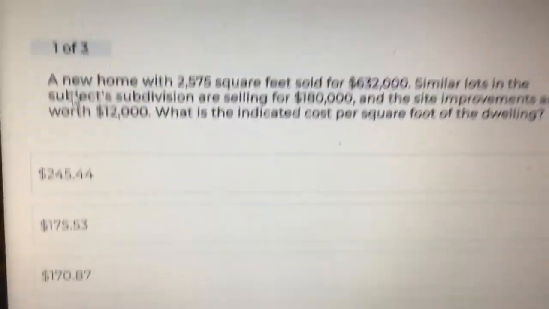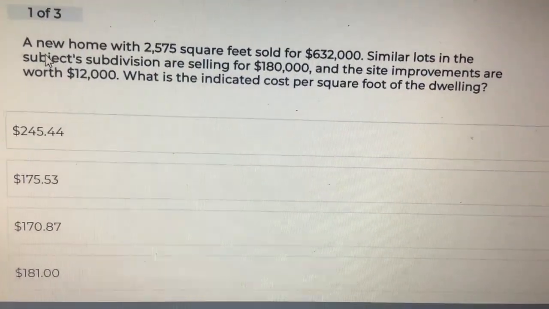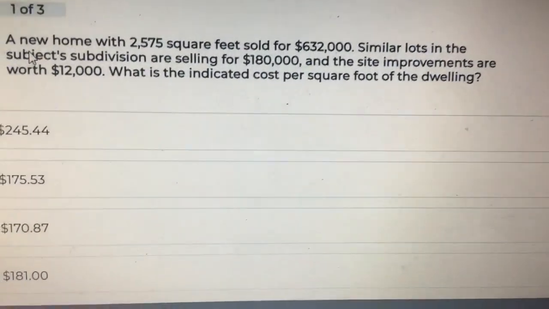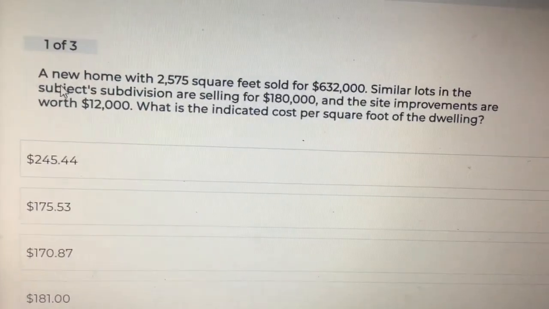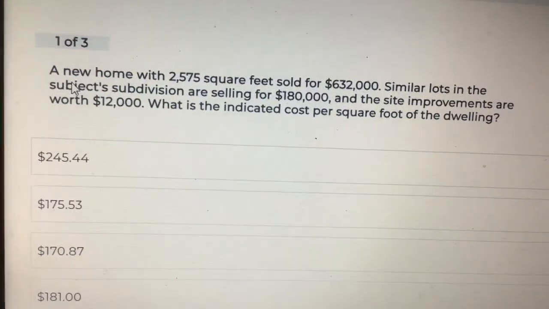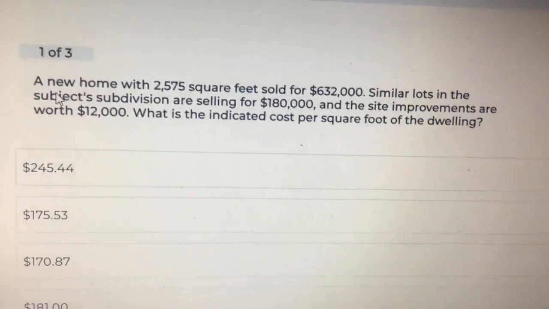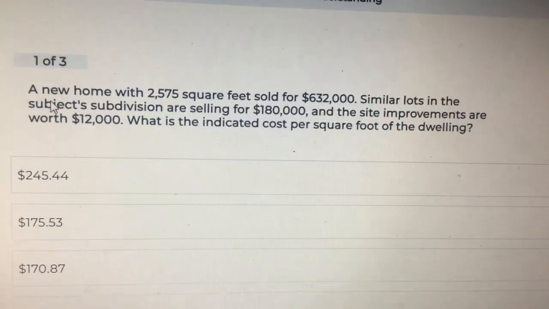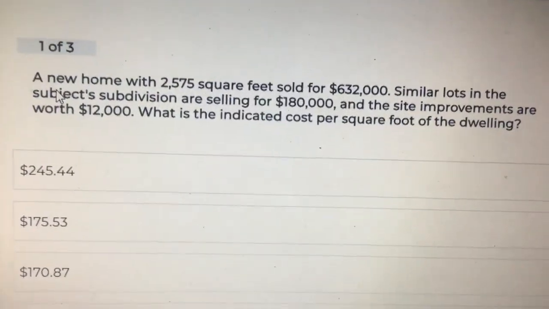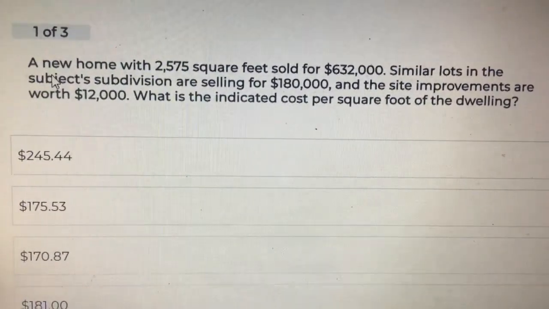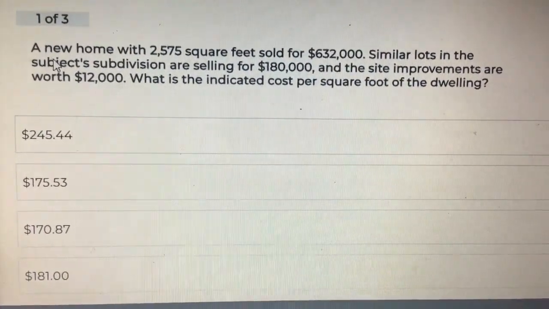Number 1. A new home with 2,575 square feet sold for $632,000. Similar lots in the subject's subdivision are selling for $180,000. And the site improvements are worth $12,000. What is the indicated cost per square foot of the dwelling?